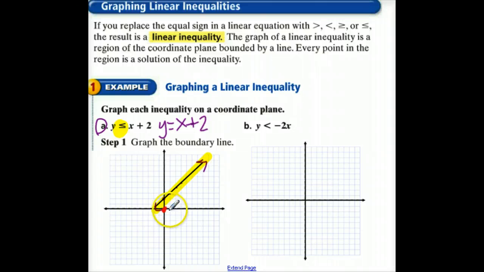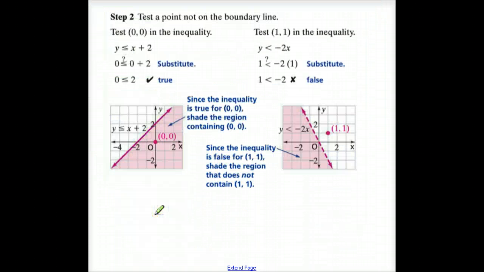So I'm going to use 0, 0, and I'm going to test it in my inequality. So for y I'm going to put a 0, and for x I'm going to put a 0. Let's see if 0, 0 makes this inequality true. 0 is less than or equal to, well, 0 plus 2 is 2. Is 0 less than or equal to 2? Yes. So that means that the side of my line where 0 is, these are all solutions, so I shade underneath my line. Let's check the book's answer. Here's their line, solid, and they shaded everything underneath. They put 0, 0 in and realized that 0, 0 is a possible solution.